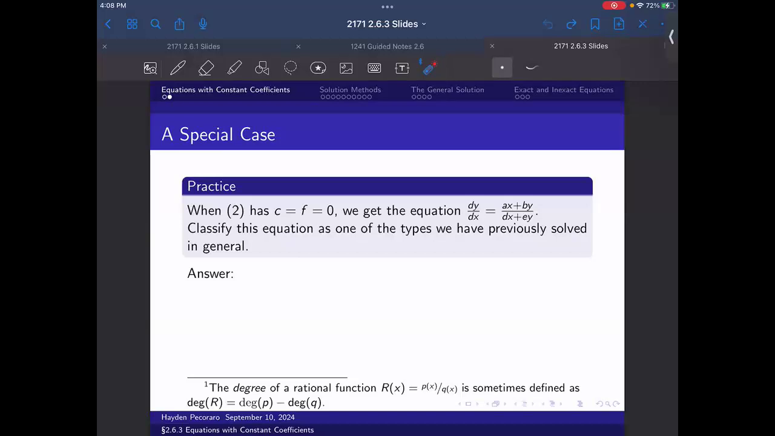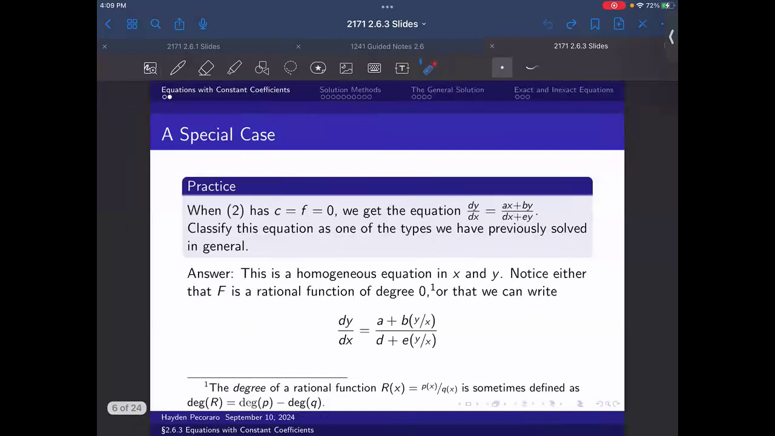Okay, has anybody figured out what kind of equation this is? Don't believe it's separable. Yeah, I don't think it's going to be separable. It is homogeneous. Yeah. So this is a homogeneous equation in X and Y.